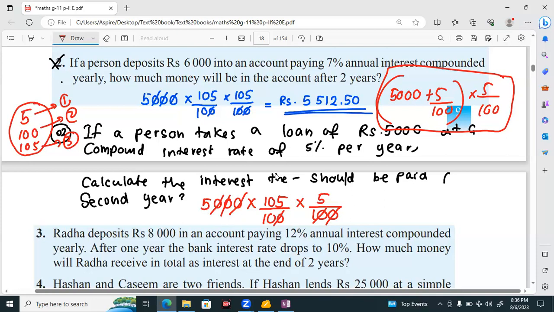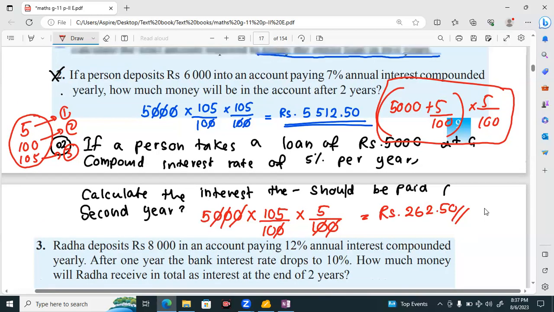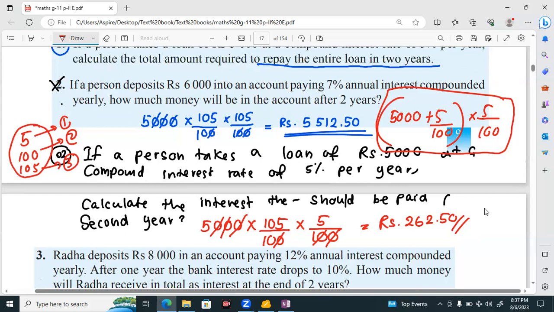Is it 200? What answer did we get? What did you get, son? It is 262.50 cents. Right? Did this answer come? Okay, do the second question. Take the second question.